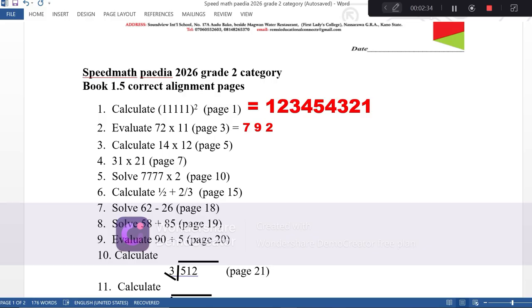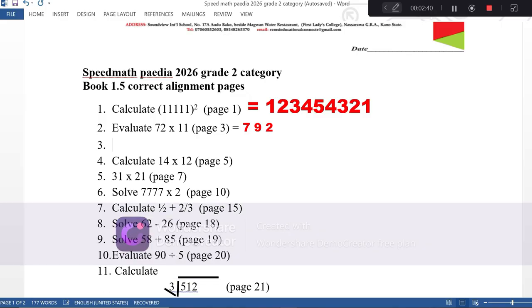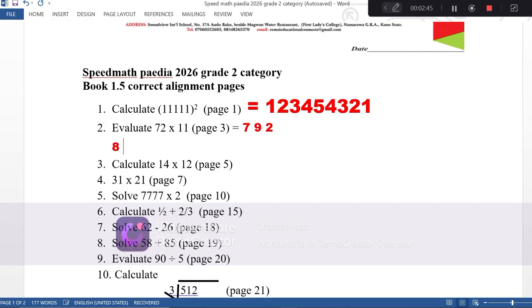So the answer becomes 792, right? For example, if you have another number, let's say 81 times 11. Very simple. The same pattern you follow. The first number is 8. Then 8 plus 1. 8 plus 1 is 9. So it's going to be 9. Then you drop the last number, which is 1. So the answer becomes 891.